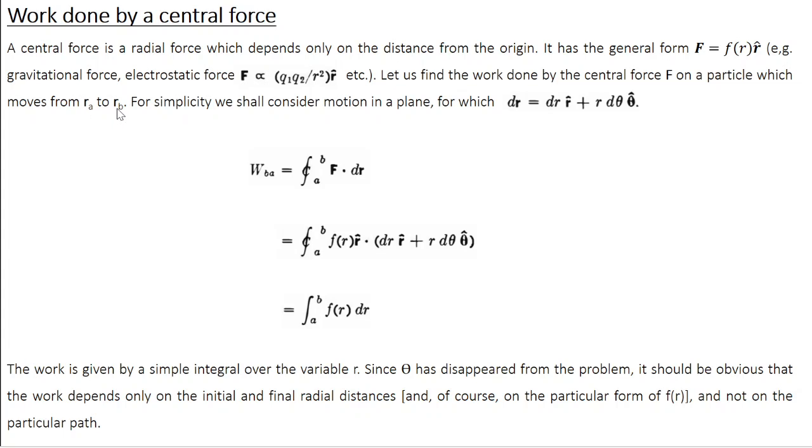Now let's find the work done by a central force F on a particle which moves from initial position Ra to final position Rb. For simplicity, let's consider only planar motion. As we have seen in the last class, we need to worry about only two coordinates, r and theta, and the displacement vector dr is given by dr r cap plus r d theta theta cap.